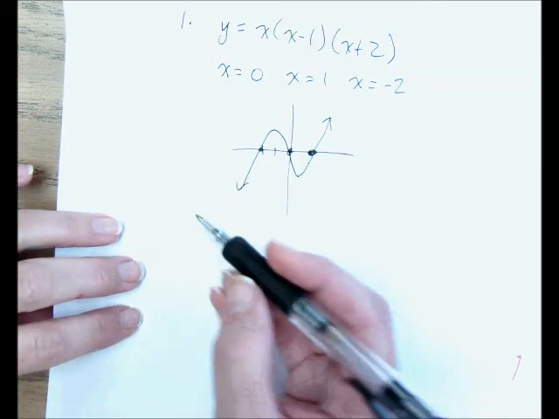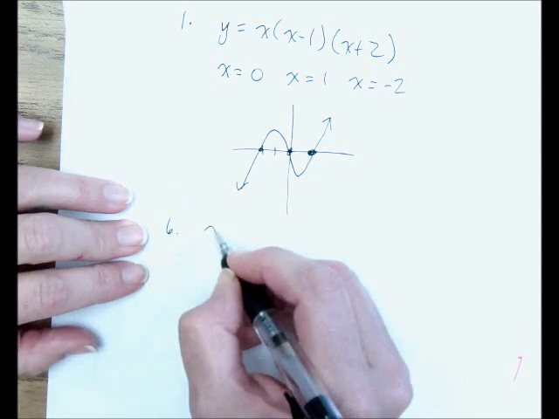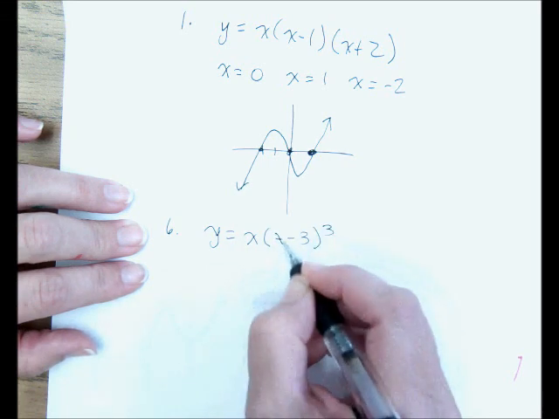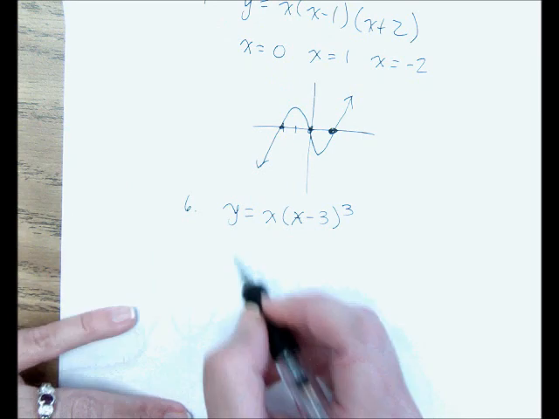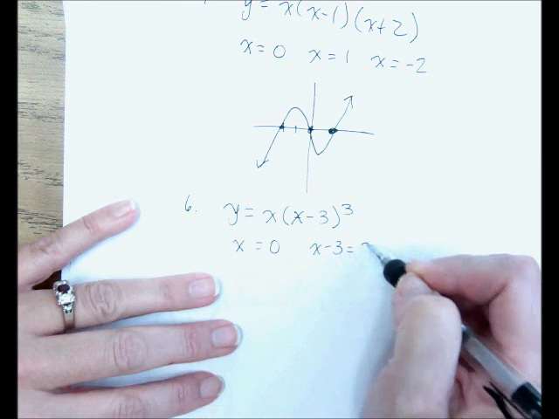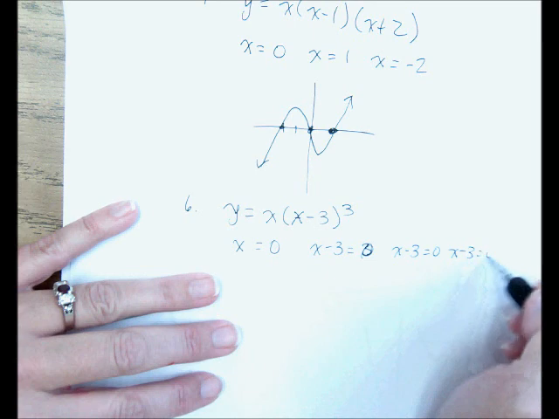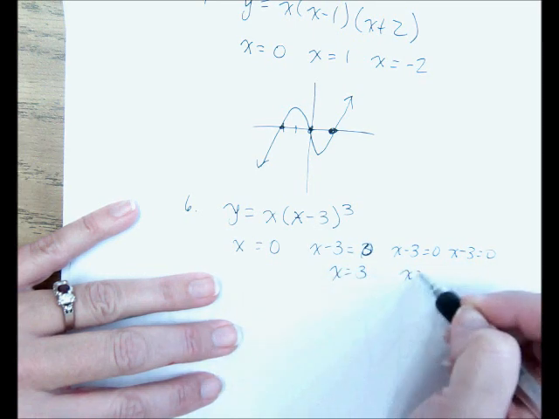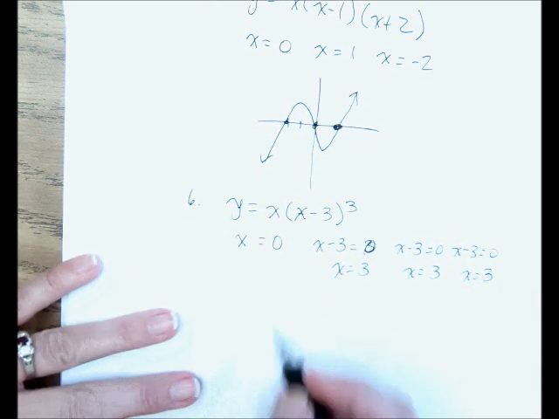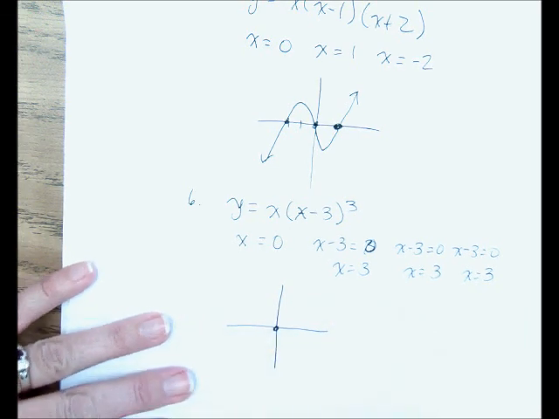Now, another situation is, let's look at something like number 6, y is equal to x times x minus 3 squared. In this situation, I can see I have a root of 0, and then I have x minus 3 is equal to 0, and another x minus 3 is equal to 0, and another x minus 3 is equal to 0. So x is equal to 3 multiple times. And in this case, it's going to go through at 0, 0.